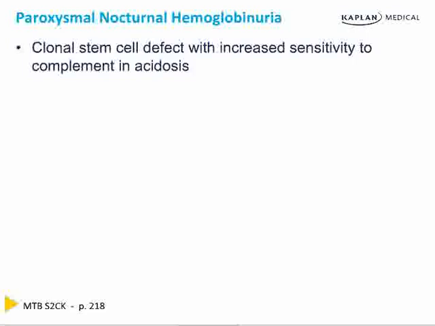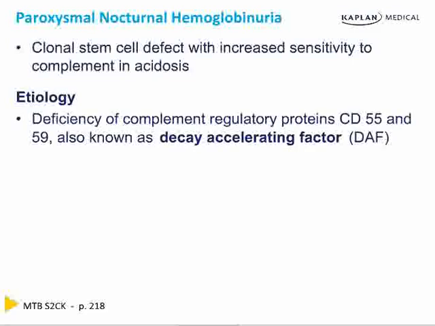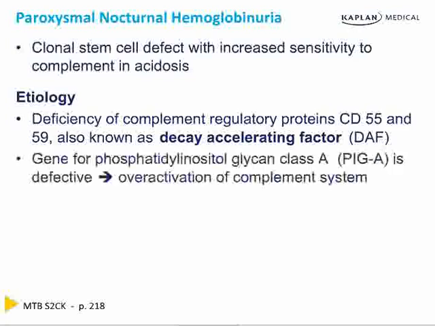It gets activated in acidosis, such as the relative acidosis that happens when you go to sleep and the respiratory rate goes down. When you sleep, respiratory rate down, CO2 up, pH goes down a little, and in you and me it doesn't do anything. But in people who have abnormal CD55 and 59, the decay accelerating factor, it destroys your cells. This is a deficiency of the complement regulating protein CD55 and 59, also known as the decay accelerating factor. We should also call it complement removing factor, which is what it does. It removes complement from cells before they can be destroyed. So if you're deficient in it, you don't remove the complement.